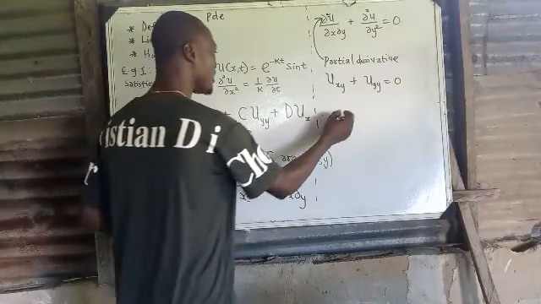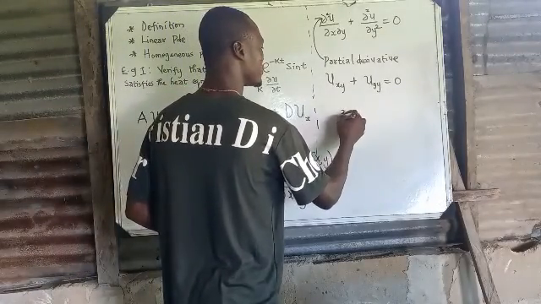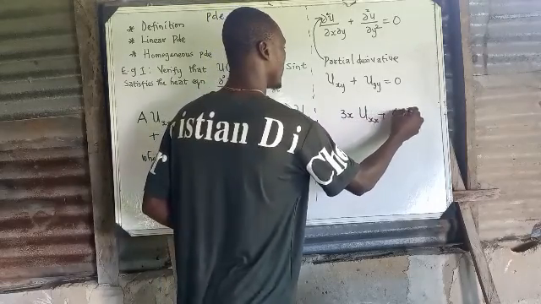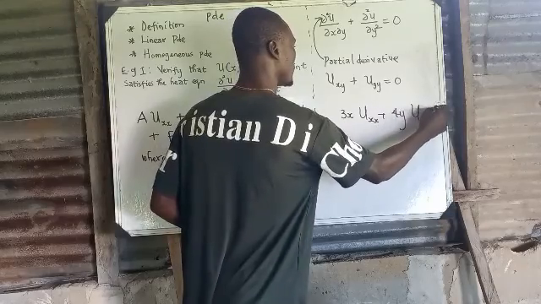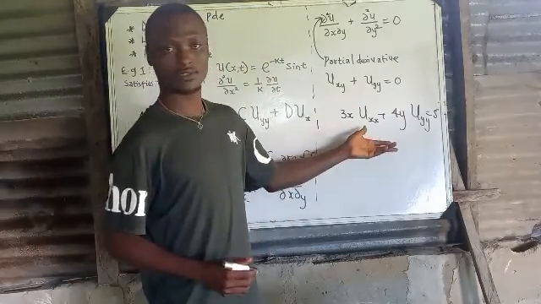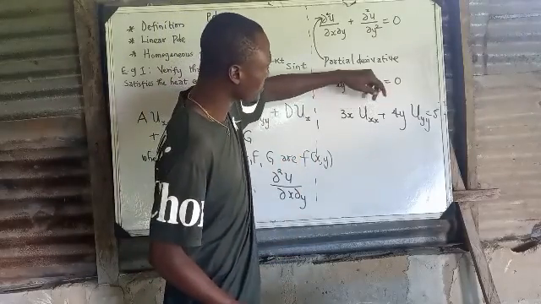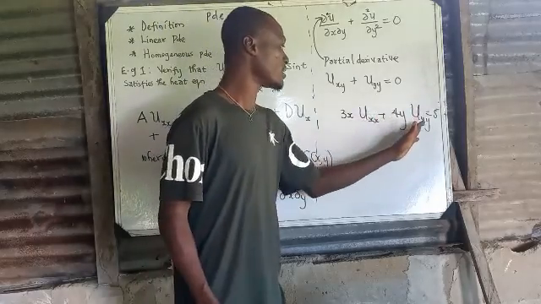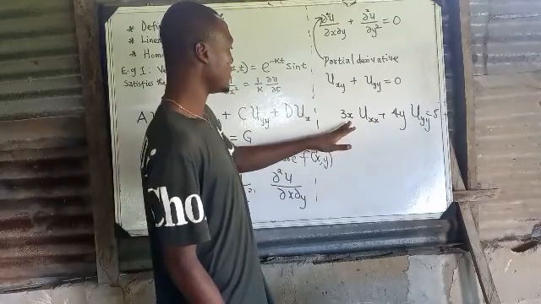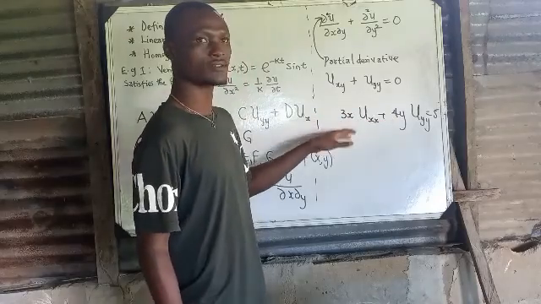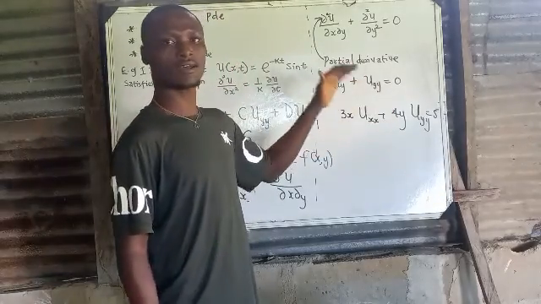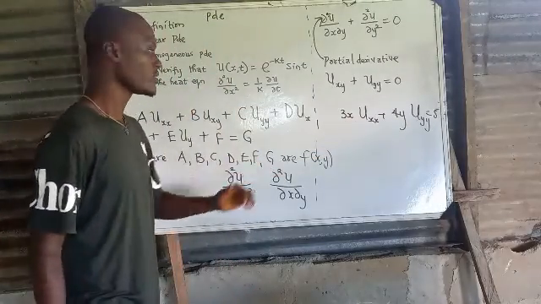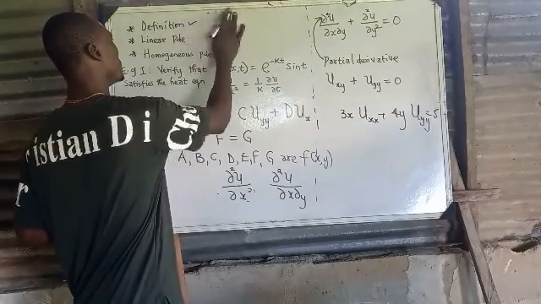A typical example: if I have 3x u xx plus 4y u yy equals 5, this is a linear differential equation. Because first, you see that the derivatives are not squared. They are all single power. And then the coefficients are functions of x and y. So this makes it a linear partial differential equation. I believe you understand what we mean by linear. Then, the next thing is homogeneous.